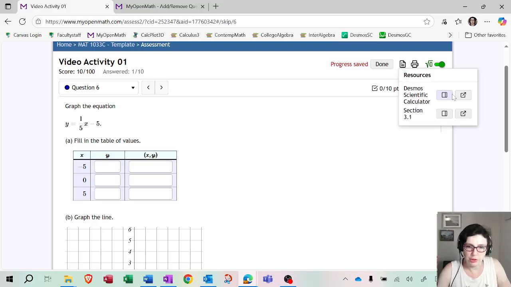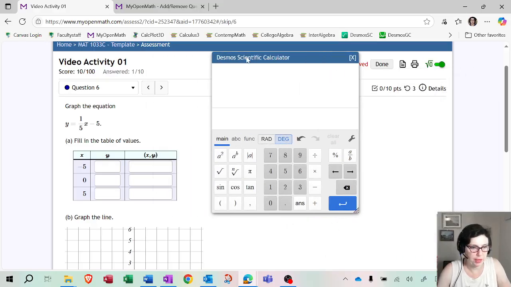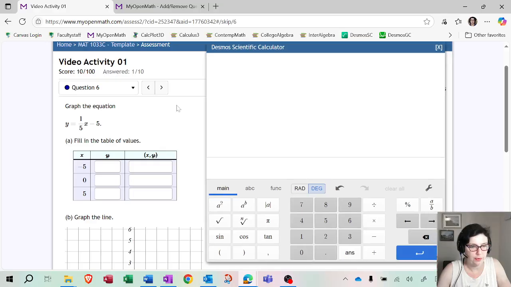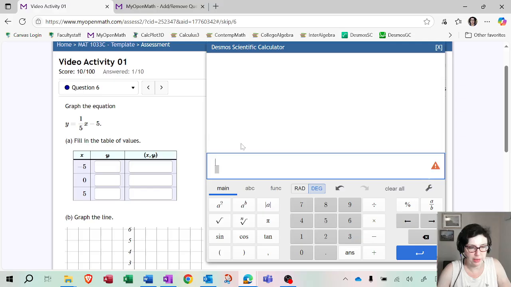So go under resources, open a calculator. And again, what I'm going to do is just type the right hand side of this equation, but in place of x, I'm going to put parentheses. So first a fraction. You have this right here on the toolbar, and that makes it a fraction. We're just going to put 1 on the top, 5 on the bottom. Then I'm going to put open and close parentheses, so wherever I see x, I just substitute that, and then minus 5.